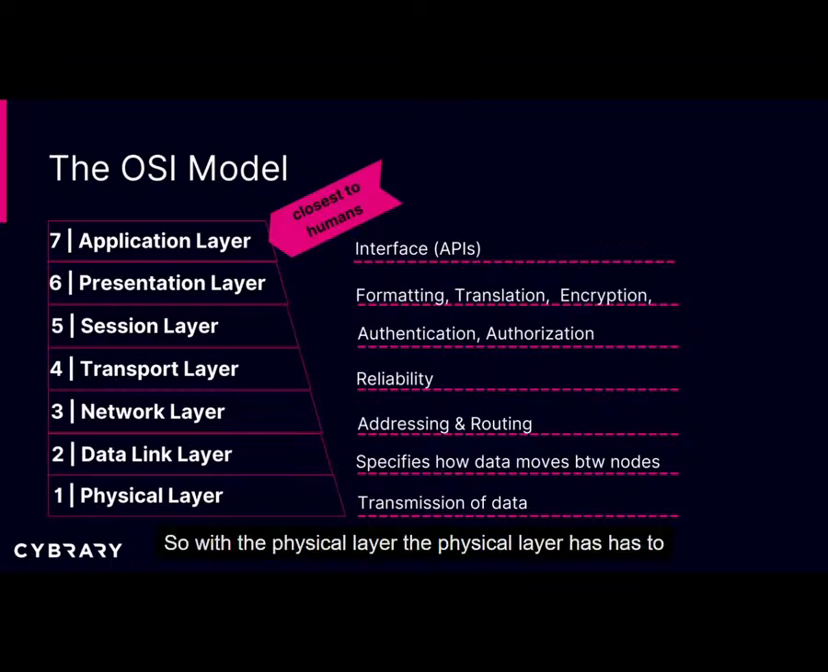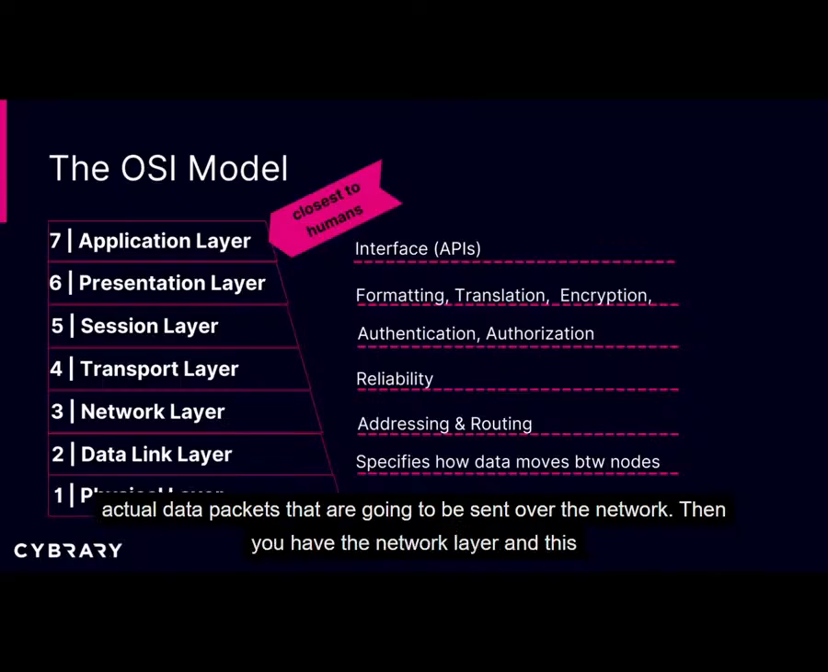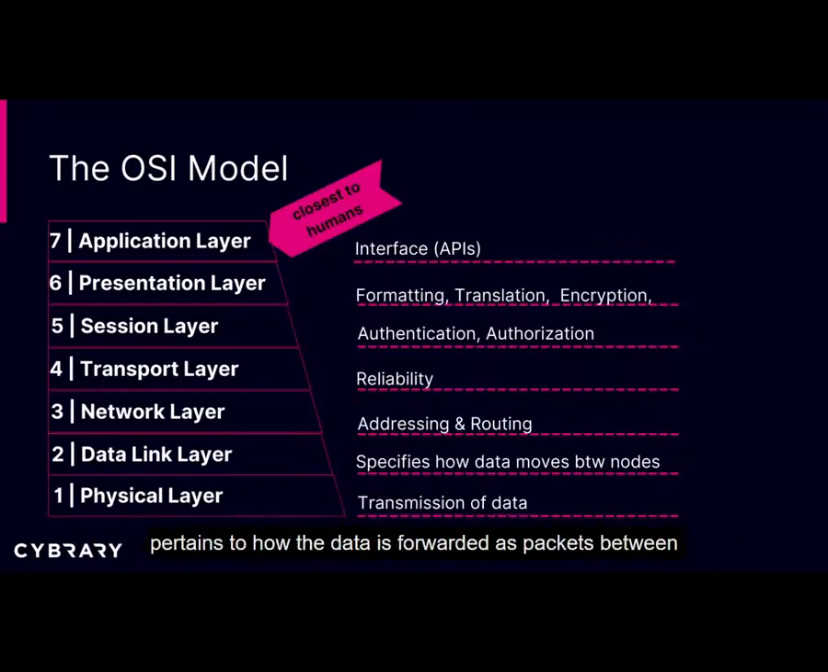The physical layer has to do with the transmission of the data over a physical medium, so cables and circuits and that type of thing. Then you move up from the bottom to layer 2, the data link layer, and that's going to pertain to how data moves between nodes. It provides some error checking and creates the actual data packets that are going to be sent over the network. Then you have the network layer, and this pertains to how the data is forwarded as packets between networks, and it determines the path used for transfer. So all of the addressing and routing and things like that, that's going to be focused on in the network layer.